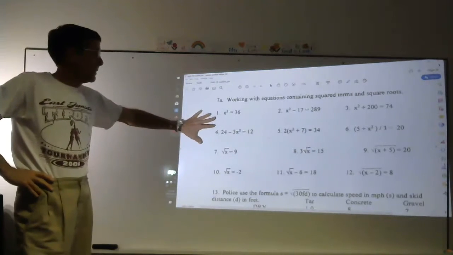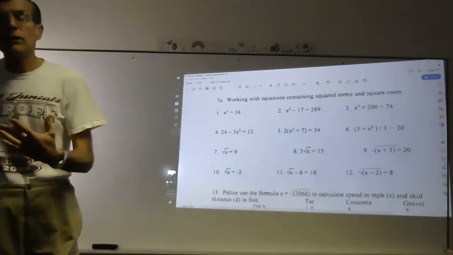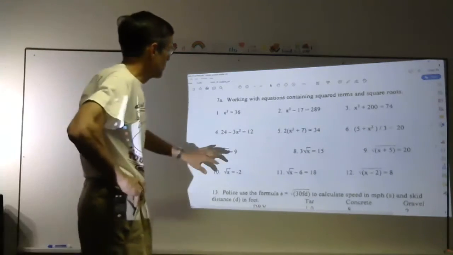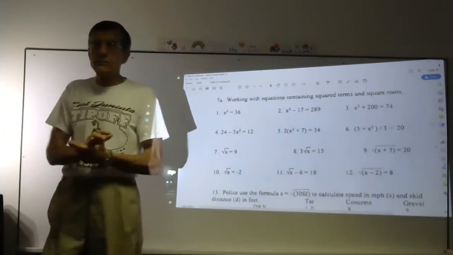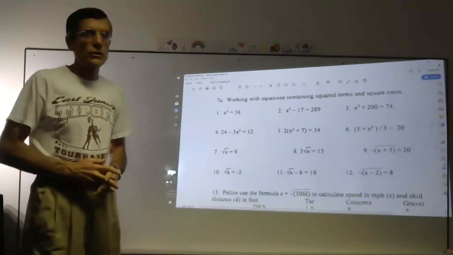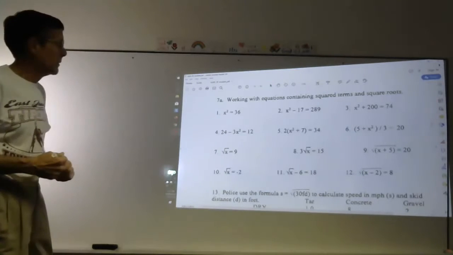Now, we're only going to work with some simple squared terms. I just want to give you a feel for how you work with equations with squared terms in them, and then we'll also do some with square roots. So just keep that in the back of your mind. We are just barely scratching the surface here as far as squared terms and whatnot when we're solving.